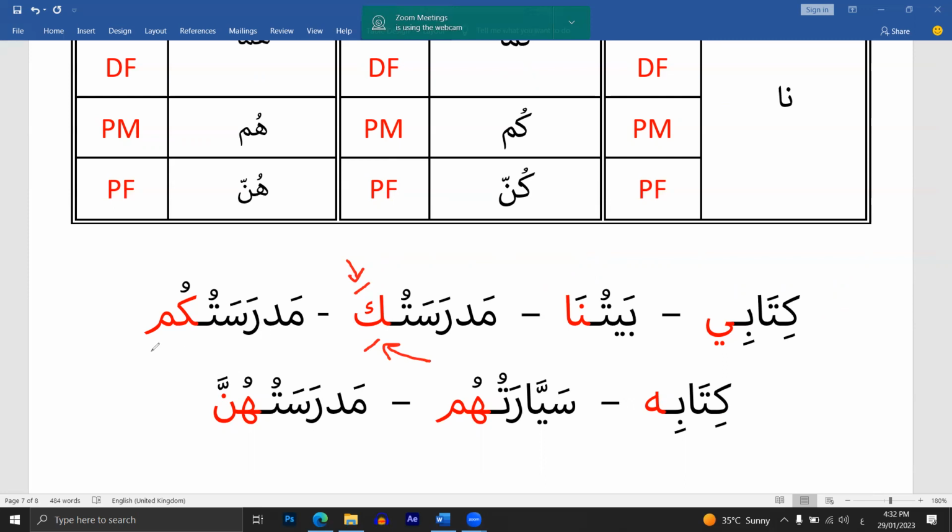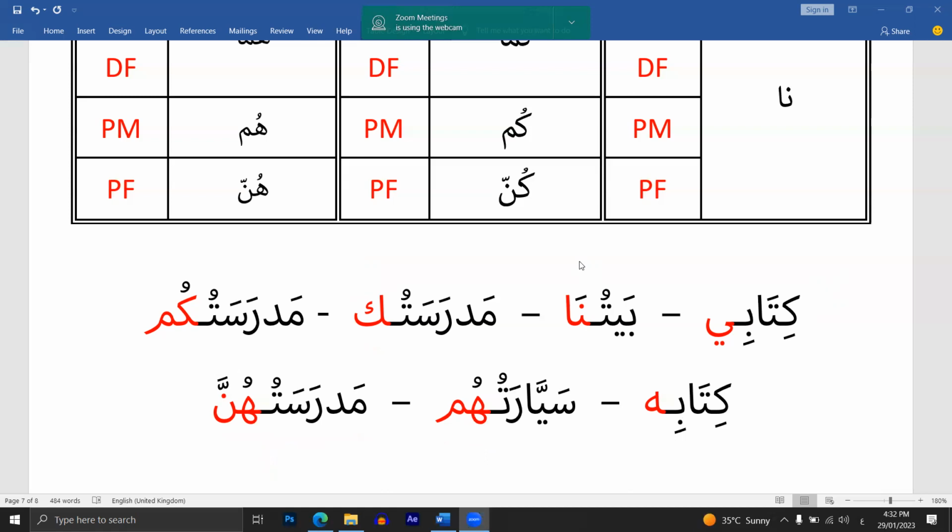مدرستكم, your school. كتابه, supposed to be كتابه or كتابه. كتابه, his book. سيارتهم, their car. مدرستهن, also their car, but this one for masculine, this one for feminine, plurals.